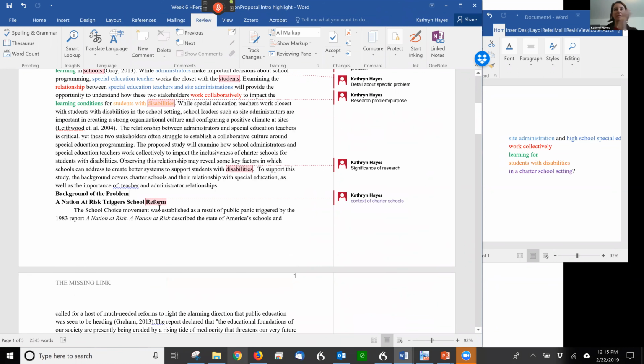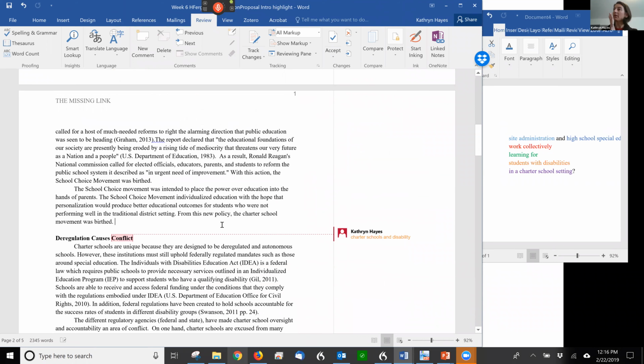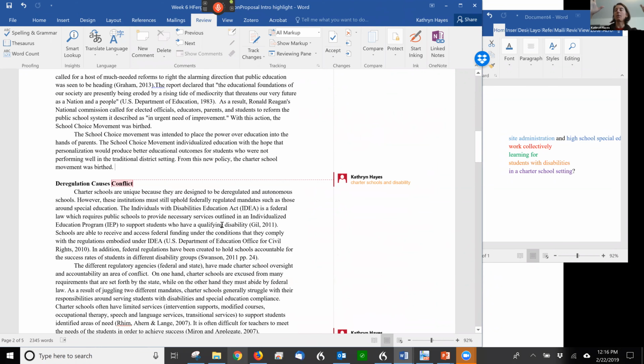I'm just going to talk about it in general. In her first section, she talks about the context of charter schools. So again, broad, starting with the context. In her next section, she talks about charter schools and disability. So she's saying, okay, now how is it that charter schools treat students with disability?